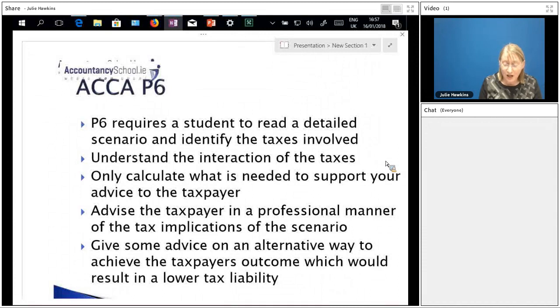Also, you will be required to give advice on an alternative way to achieve the taxpayer's outcome, which could result in a lower tax liability. So usually the first part of the question is to advise the taxpayer on the tax implications of what they want to do. And then what you are usually required to do as the next part of the question is maybe to tell the taxpayer, well, this might be a better way from a tax viewpoint to achieve what you want to do.